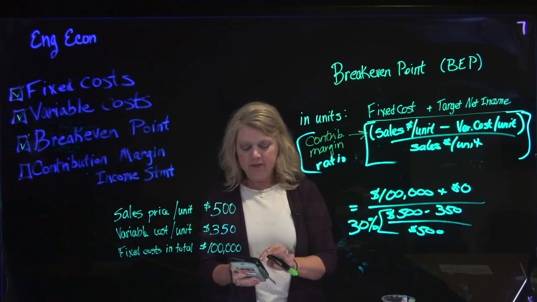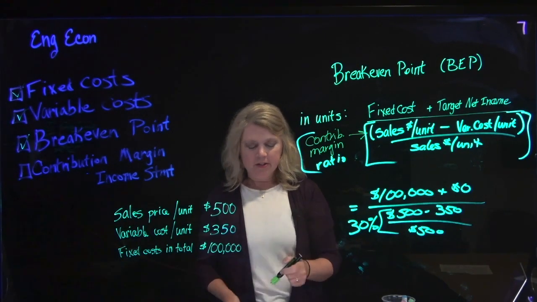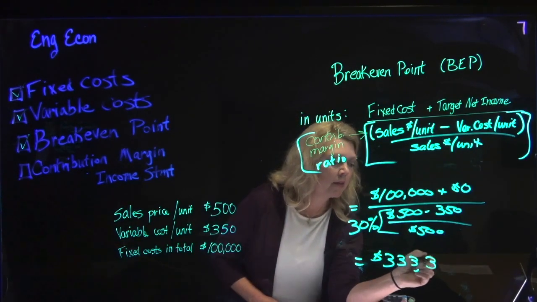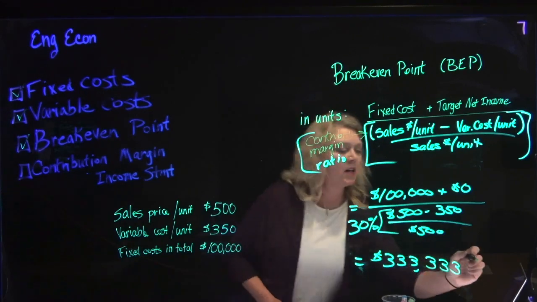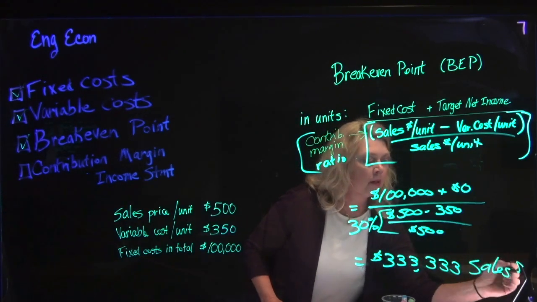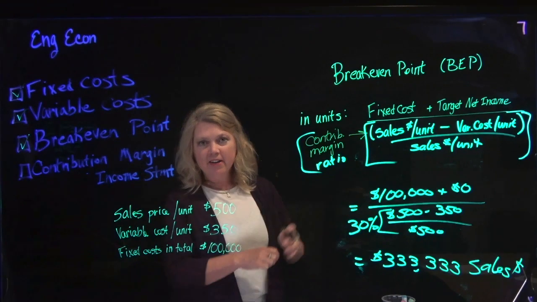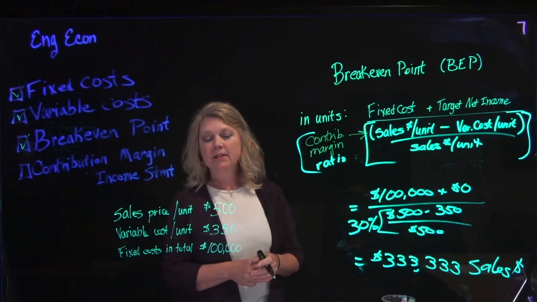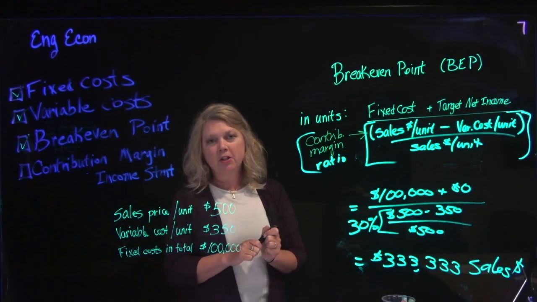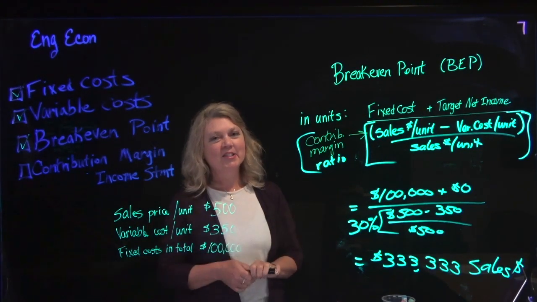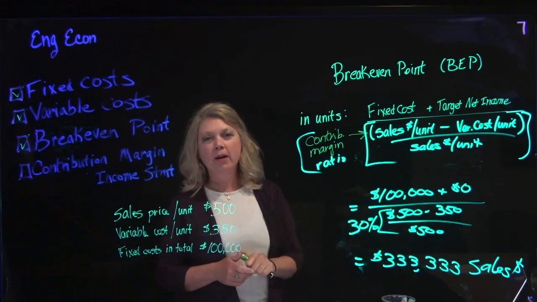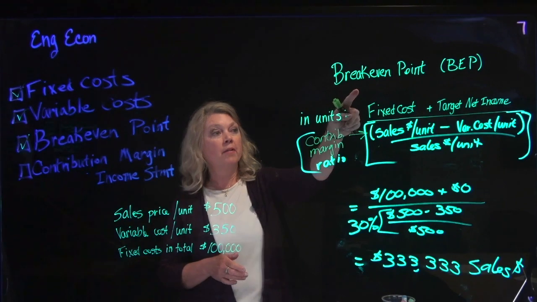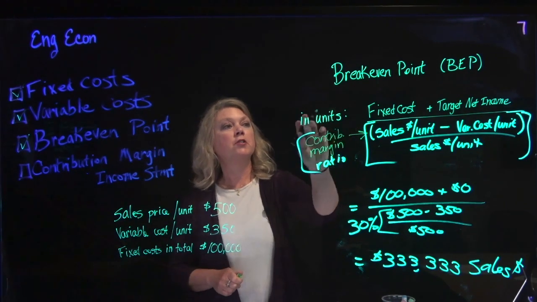100,000 divided by 0.3 gives us 333,333 sales dollars required, which is close enough to our 333,500 that we used finding the units and multiplying it by selling price per unit. If you end up with partial units, always round up because you can't sell just a partial unit. So you have a little bit of rounding in these equations sometimes. So that's a way to get to the break-even point in sales dollars.